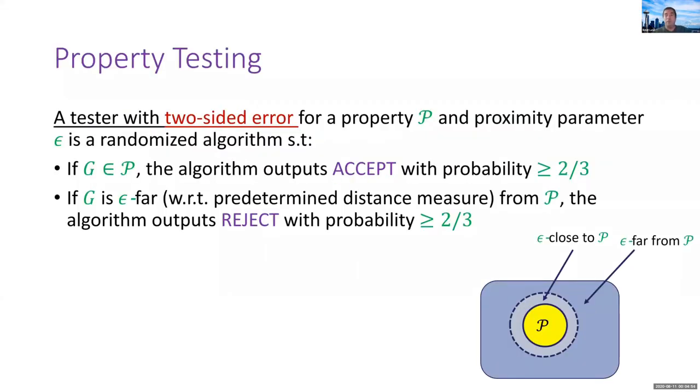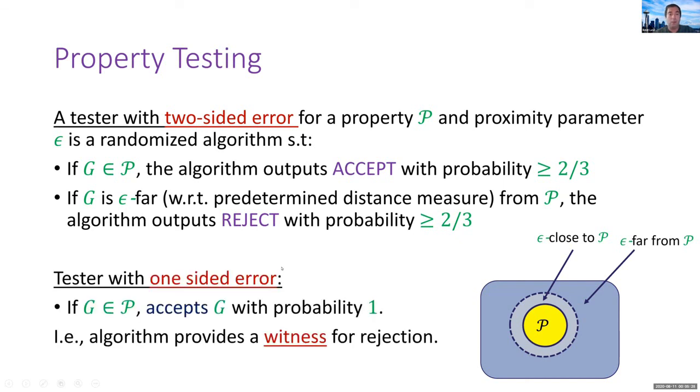So what is property testing? Probably this is one of those conferences in which I don't need to define this model, but still. A tester with two-sided error for a property P and a proximity parameter epsilon is a randomized algorithm such that if G has the property P, then the algorithm outputs accept with probability at least 2/3. And if G is epsilon far from having the property P, then the algorithm outputs reject with probability at least 2/3. A tester with one-sided error is such that if G has the property P, then it accepts with probability 1.